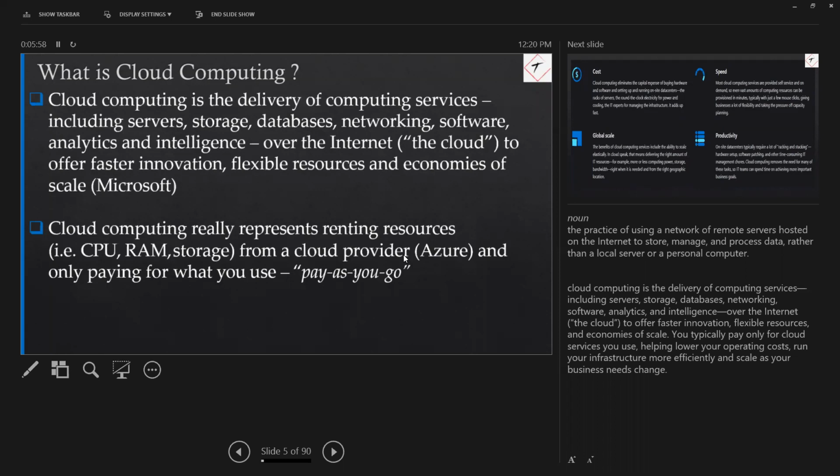Cloud computing is the delivery of computing services, including servers, storage, databases, networking, software, analytics, and intelligence over the internet. This offers faster innovation and flexible resources. There is an economy of scale. You only pay for the cloud services you use, helping lower your operating cost, and you can run your infrastructure more efficiently and scale up or down as your business needs change.